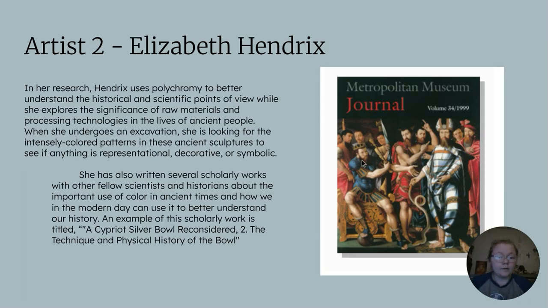A book that she has written with several other artists and historians is A Cypriot Silver Bowl Reconsidered, number 2, The Technique and Physical History of the Bowl. It goes more into how she uses polychromy in order to do these scientific and historical finds, and it also goes into a bunch of really cool stuff that I really think you guys should check out, especially if you find this stuff interesting.